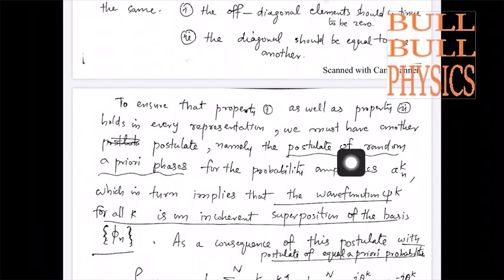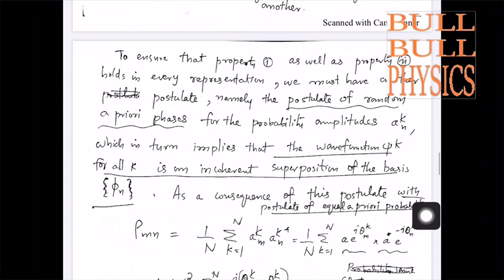That postulate is the postulate of random a priori phases for the probability amplitudes. These are the probability amplitudes a_kn. This implies that the wave function psi k is written as a superposition of the basis functions phi n, using the amplitudes a_kn.